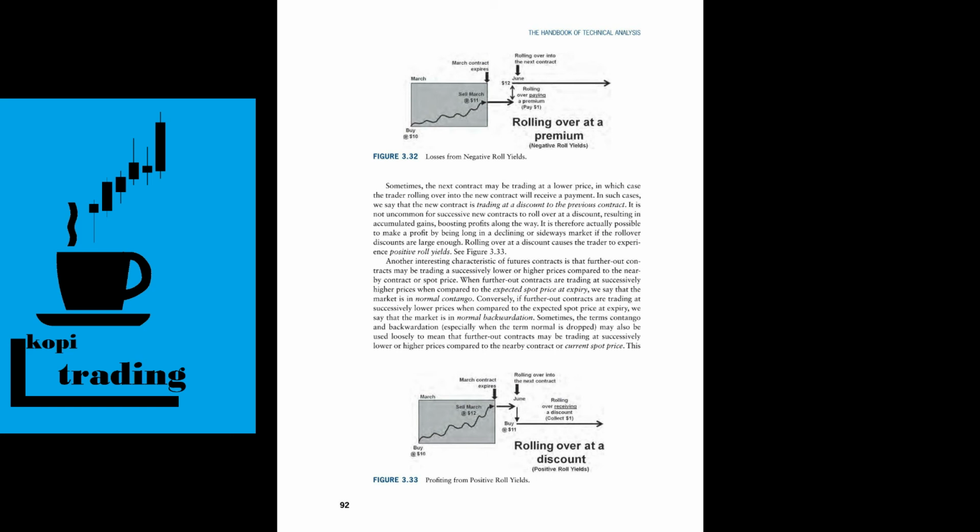See Figure 3.33. Another interesting characteristic of futures contracts is that further out contracts may be trading at successively lower or higher prices compared to the nearby contract or spot price.